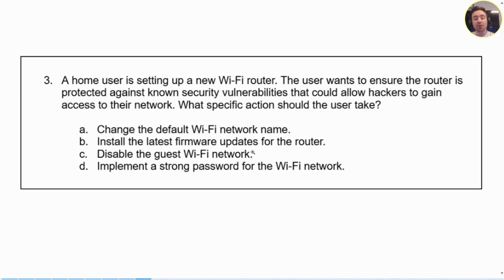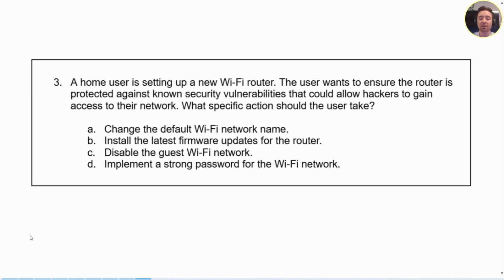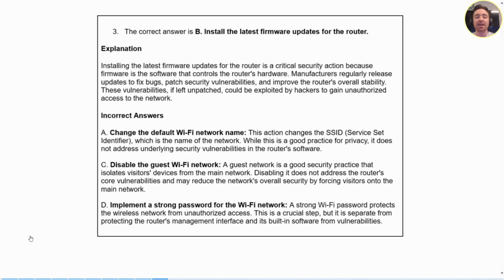A, change the default Wi-Fi network name. B, install the latest firmware updates for the router. C, disable the guest Wi-Fi network. Or D, implement a strong password for the Wi-Fi network. These are all good things to do, but read the question carefully. There's a specific one that's right. Your answer's coming after I sip my coffee. 3, 2, pause the video if you have to. 1, here we go. It is going to be B, install the latest firmware updates for the router.